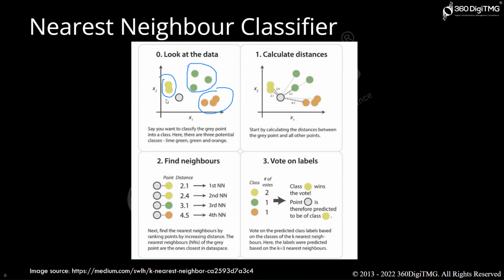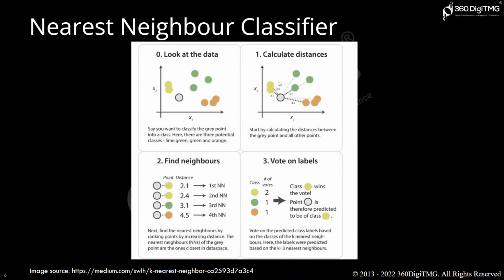Taking this gray point, we are going to calculate the distance between it and the classes, to see which is the nearest neighborhood. Here you can see the distance between the green and the gray is 3.1, the distance between the orange and the gray is 4.5, and the distance to the lime green is 2.1. So these are the distances we have, guys.